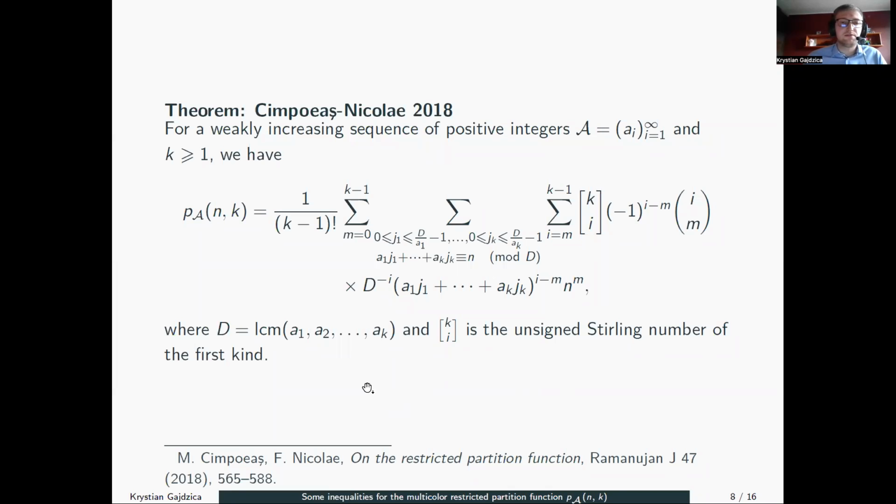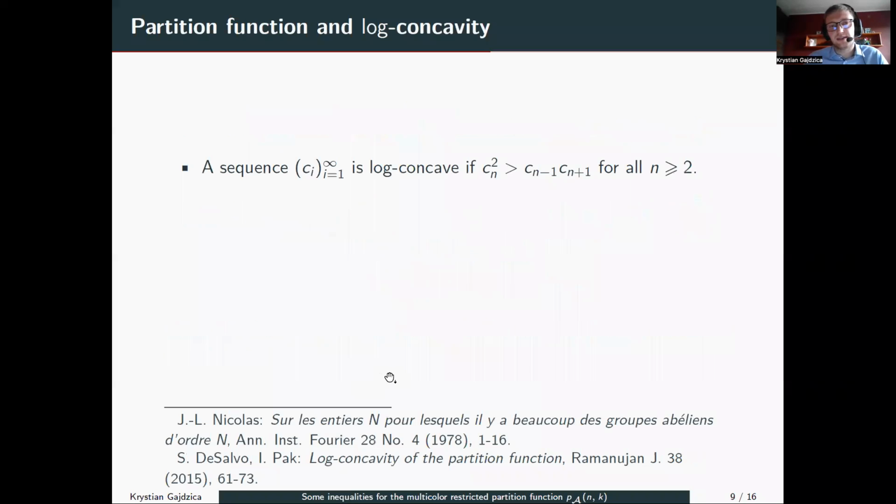Good. So now I would like to say a few words about a bit more complicated issue, namely the log concavity of the restricted partition function. Let me recall that a sequence of real numbers is log concave if it satisfies the following condition for all n greater or equal to 2. In fact, we can demand that this inequality holds only for sufficiently large values of n.